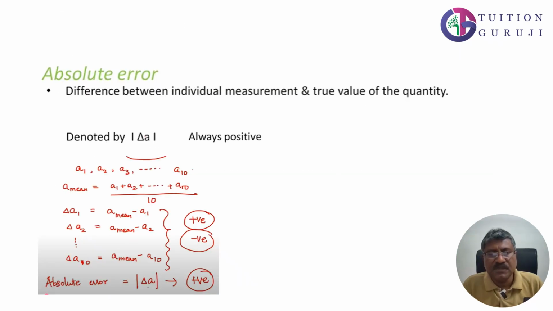So, absolute error is the difference between the individual measured value and the true value of the quantity. It is given by modulus of delta A. It will always be positive. If A1, A2, A3 up to A10 are the measured values, then A mean is equal to A1 plus A2 plus A3 up to A10 divided by 10. Then delta A1, the absolute error of A1, is equal to modulus of A mean minus A1.